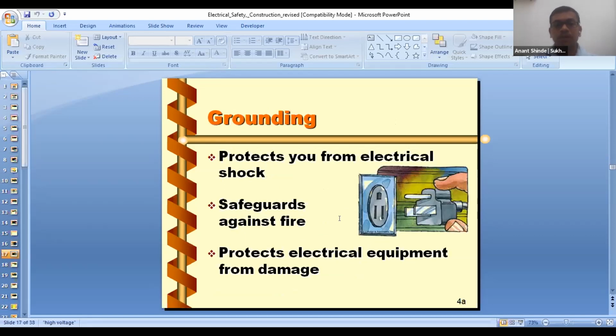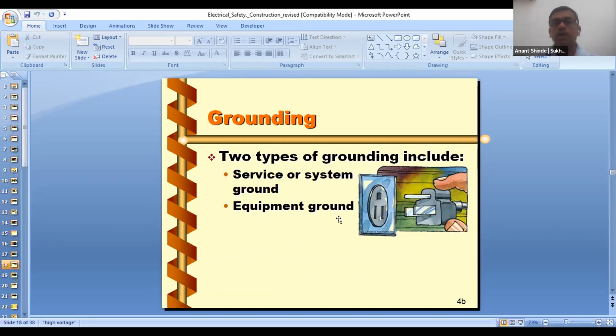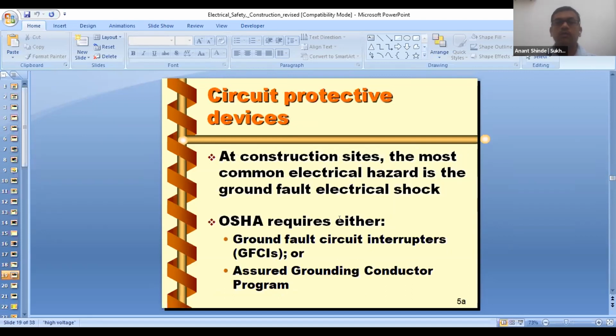When you are taking some type of safeguard to protect you from electrical shock, safeguard against fire, and protect the electrical equipment from damage. Second is two types of grounding: service or system ground, and equipment ground. Circuit protective devices at a construction site. The most common electrical hazard is the ground fault electrical shock.